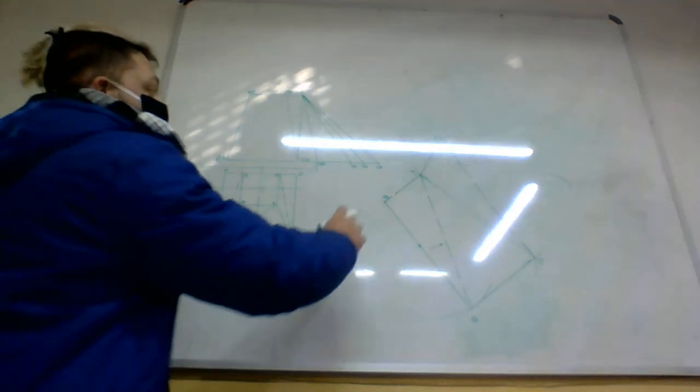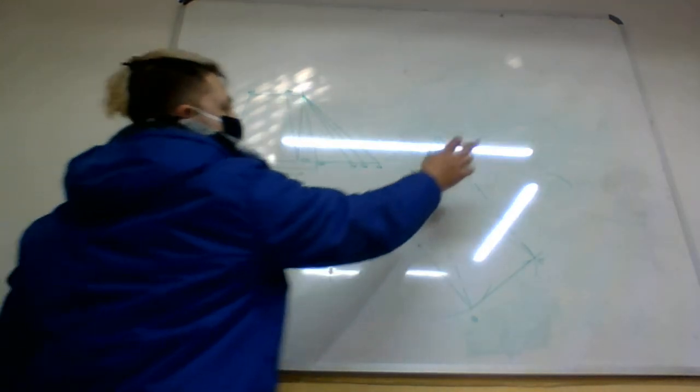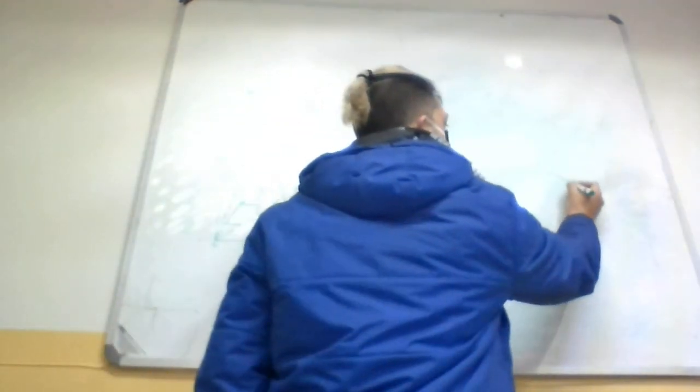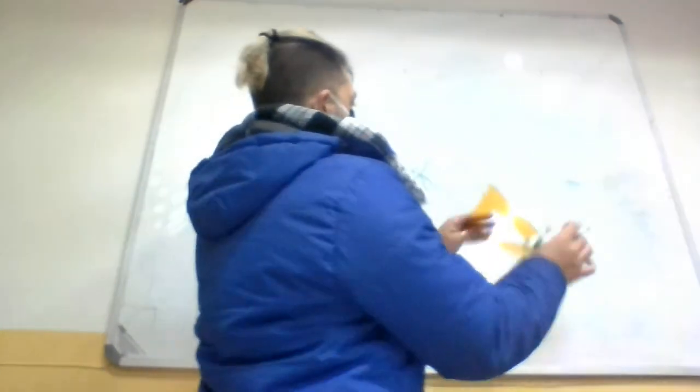Okay, and then once you measure that, you go mark it off, and then you've got a point, that's point D. Over there, point D, and you go join.